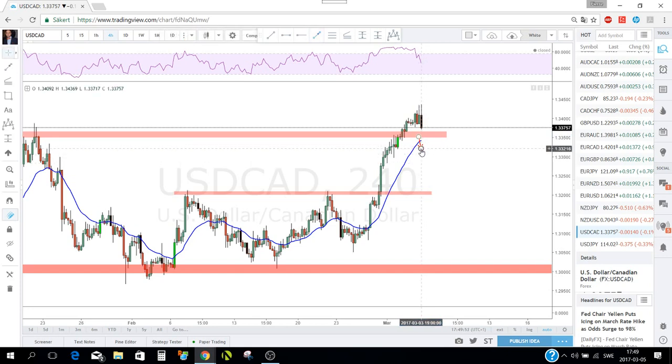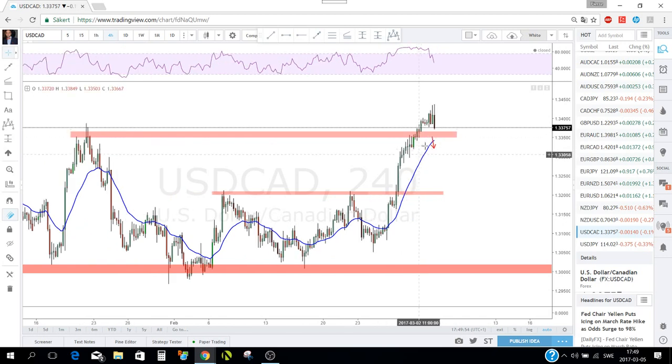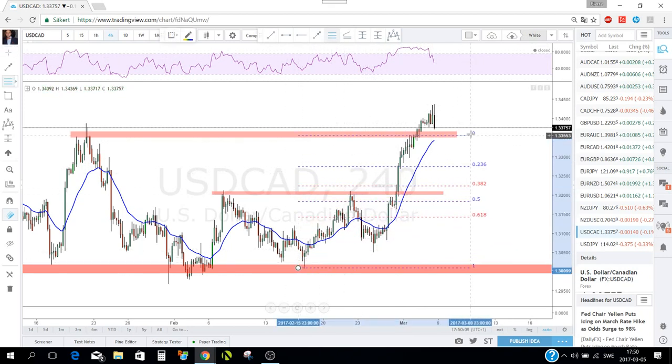Yeah, because if price breaks this structure, the next trouble area should be back down here. And that would also be a good correction move, because if we take a Fibonacci, let's take it from this whole leg.